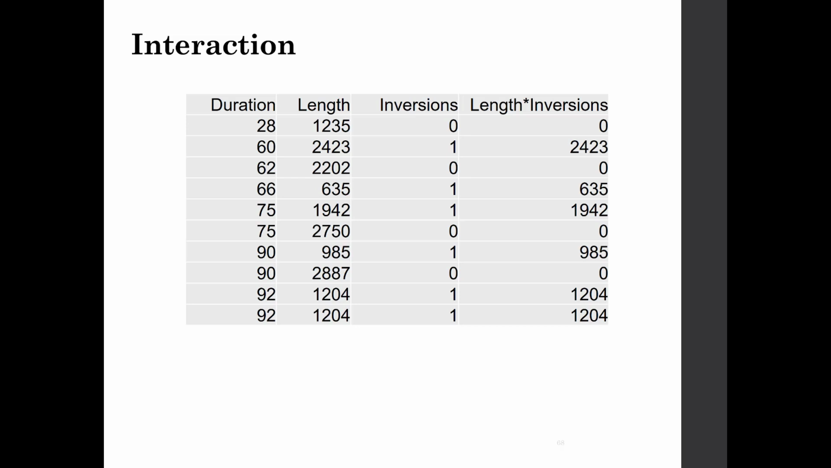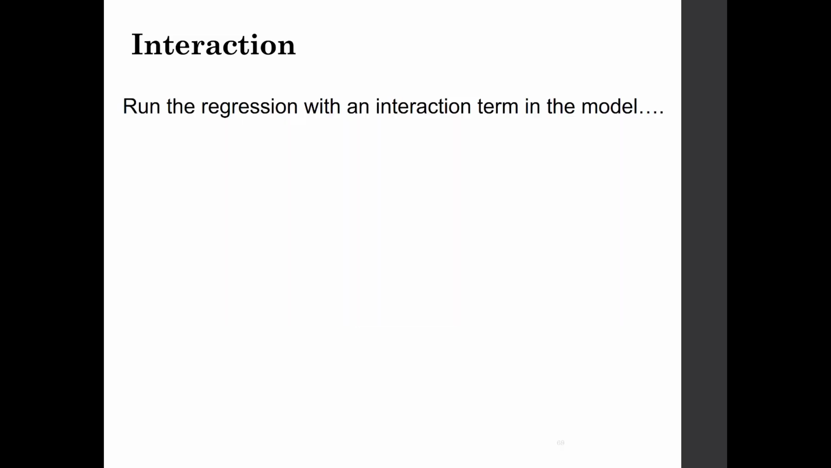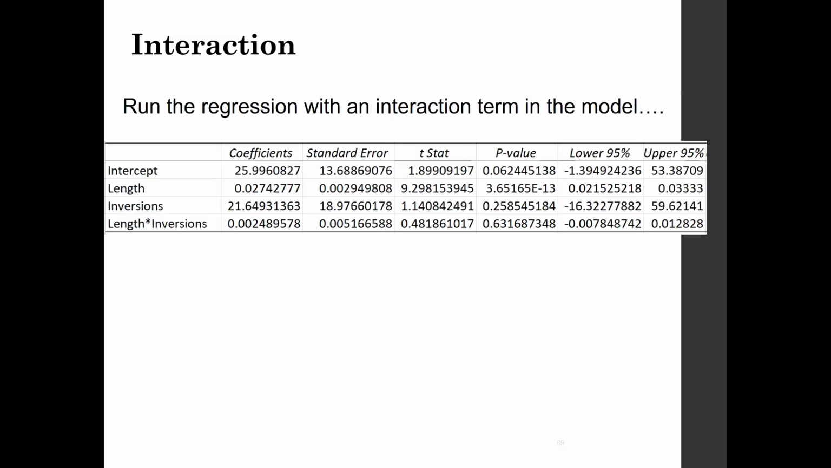So I took the data set, this is just a small snippet of it, and you can see that I created a new column with length times inversions, and it's literally the length data point times the inversion data point. So the first observation in that right-hand column is a 0, and that's because inversions was 0. So 1235 times 0 is 0. The second one is 2423 times 1 for inversions, which is 2423, etc. So once you code this third column, which I just wrote a little formula for, then you can run the regression with that interaction term in the model.